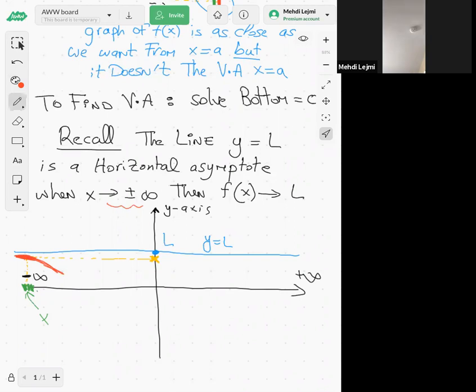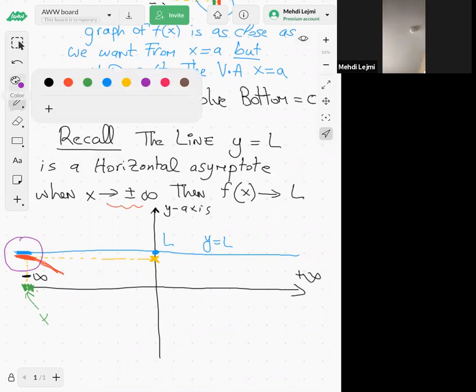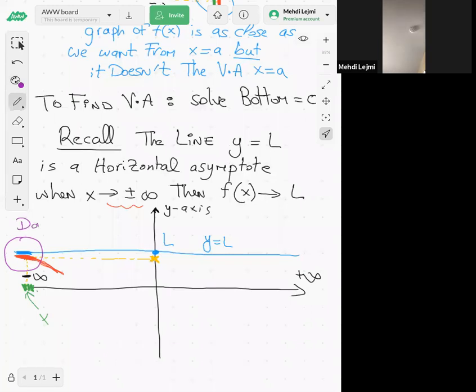But of course, again, it doesn't touch the horizontal asymptote. So they don't touch, right? Okay. And the same when x is at positive infinity.